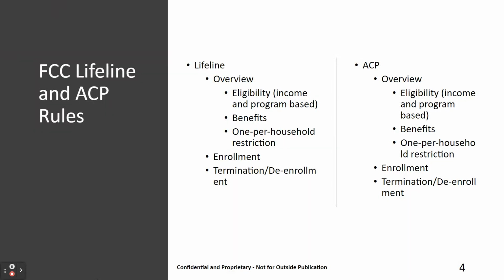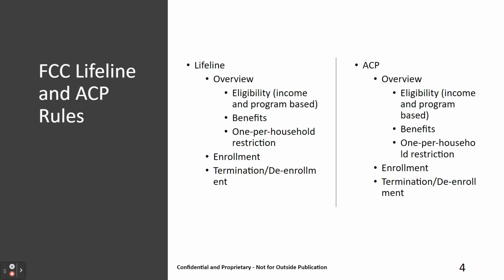The Lifeline program has been around since the 1980s. It is the FCC's universal service program designed to ensure affordable access to essential communications for all Americans. Applicants are eligible based upon income or participation in certain government programs. If the applicant's income is at or below 135% of the federal poverty guidelines. If the applicant participates in at least one of the following government programs: Medicaid, SNAP, SSI, Federal Public Housing Assistance, or Veterans and Survivors Pension Benefit.